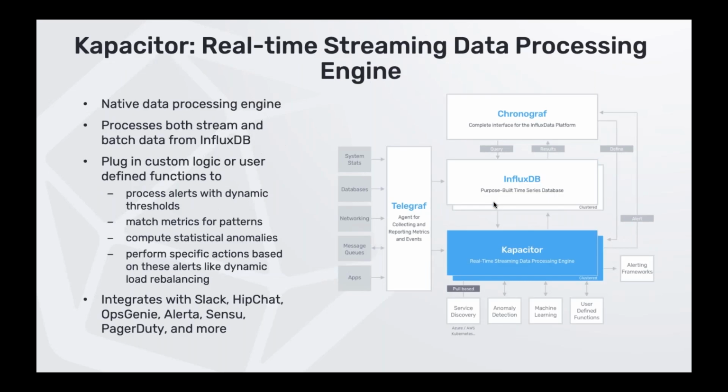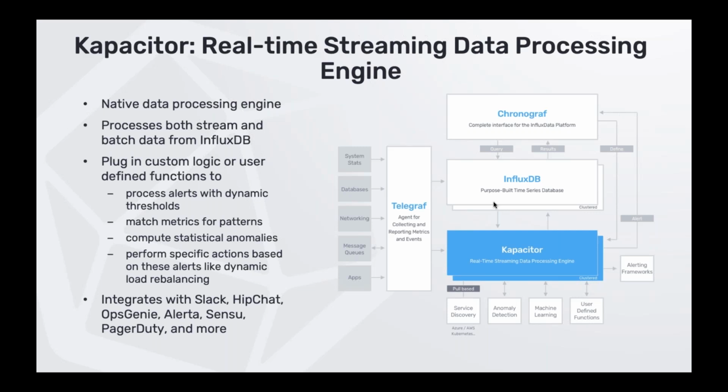Data can also come into Capacitor from Telegraf or InfluxDB. And Capacitor is that real-time streaming data processing engine. It lets you process both stream and batch data from InfluxDB. It uses plugin custom logic or user-defined functions. So you can set up alerts with dynamic thresholds. You can match metrics or patterns. You can compute statistical anomalies or perform specific actions based on these alerts, like dynamic load rebalancing.